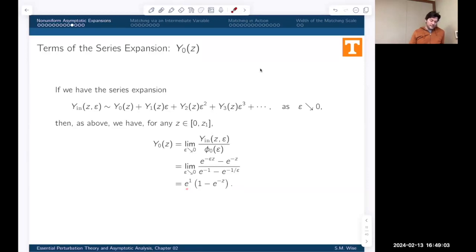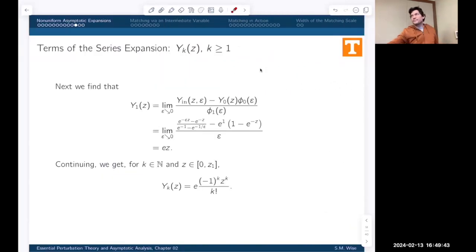E times 2.718281828 blah, blah, blah, times the quantity 1 minus exponential e to the minus z. Okay. Is everyone cool with that? Let's make sure, right? So as epsilon goes to 0, this goes to what value? This is just going to 1, right? This doesn't depend on epsilon. This guy's still getting transcendentally small, and this guy remains. So we get 1 minus e to the minus z times e to the 1.